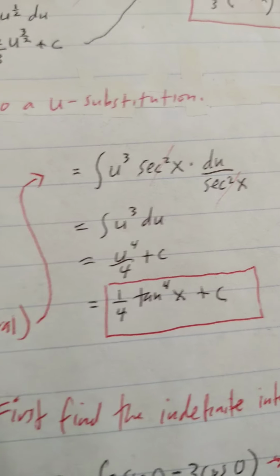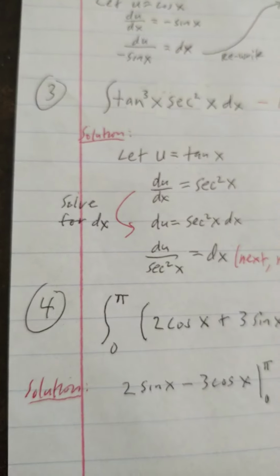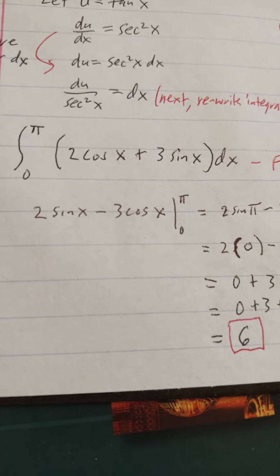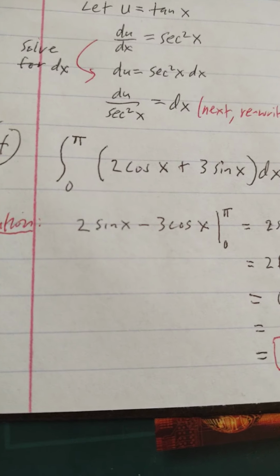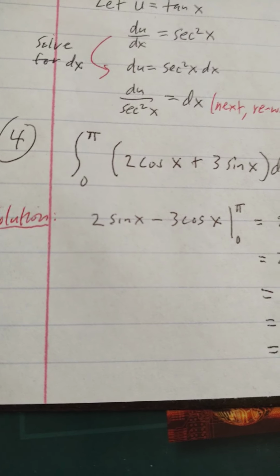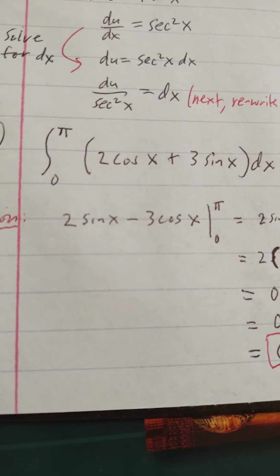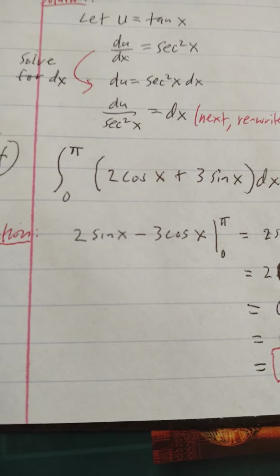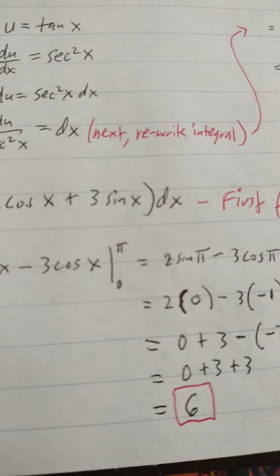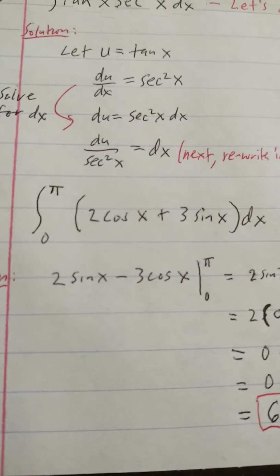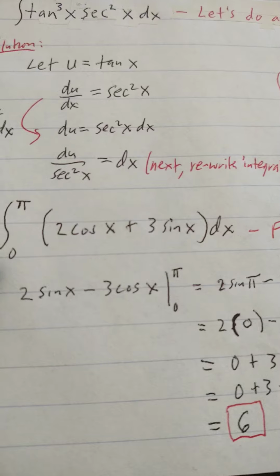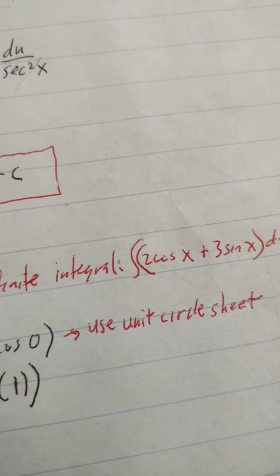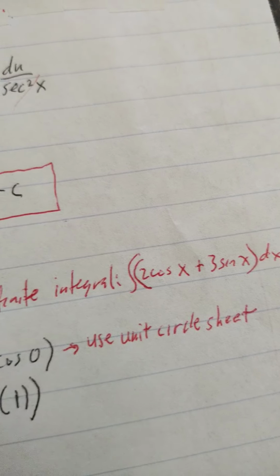Done with that problem. And now we go to our fourth and final problem. And again, if you see the lecture notes, you'll see a lot more problems. So for this fourth problem, I have a definite integral from 0 to pi of 2 cosine x plus 3 sine x. So the first step is to find just the antiderivative. Don't worry about these limits of integration until later. So first step is find the indefinite integral of 2 cosine x plus 3 sine x dx.